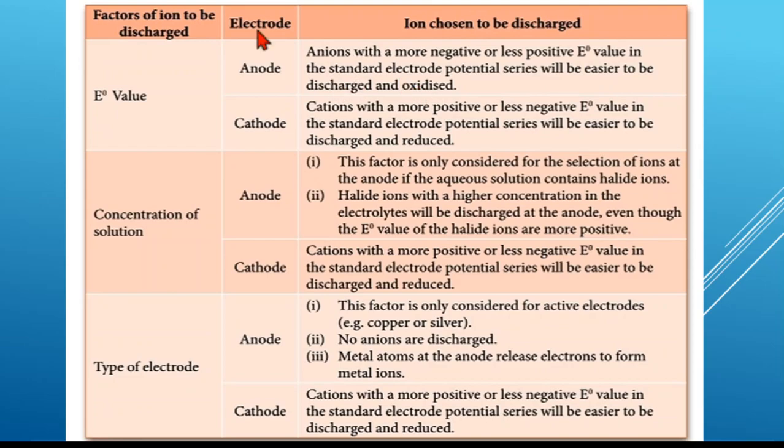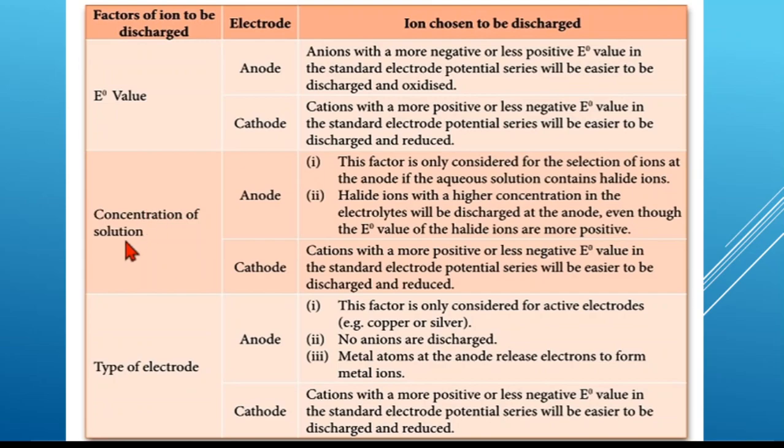Okay. Di electrode anode, iaitu electrode positif, anion yang lebih negatif, yang lebih bernilai negatif atau kurang positif dia punya value, itu yang kita pilih untuk di-discharge. Okay. Di cathode pula, cation ataupun ion positif yang lebih more positive value or less negative value lah kan, will be chosen to be discharged. Okay, itu kalau inert value.